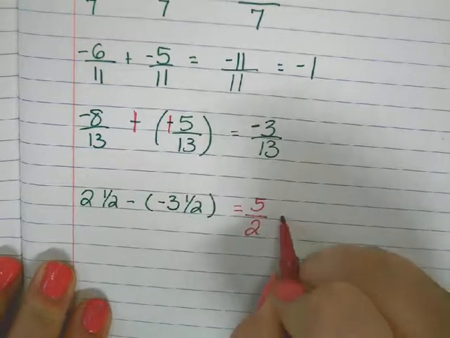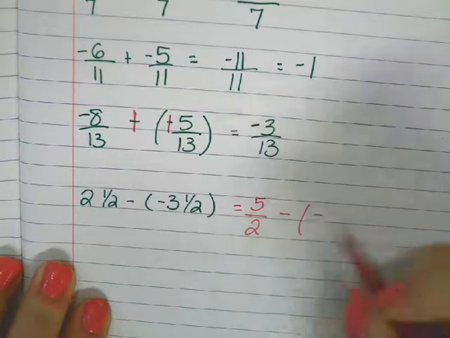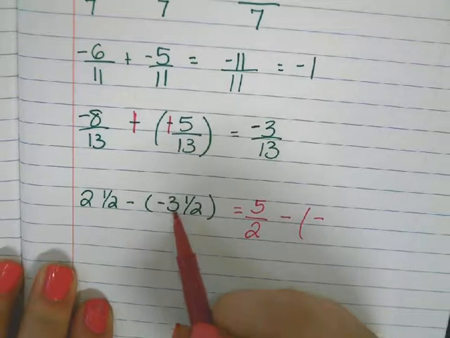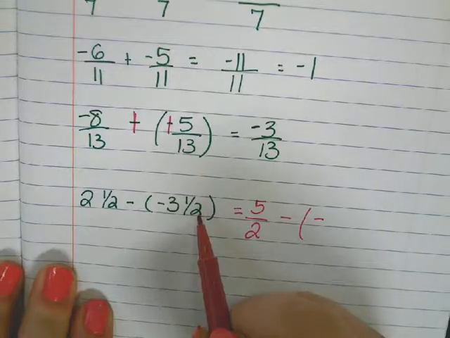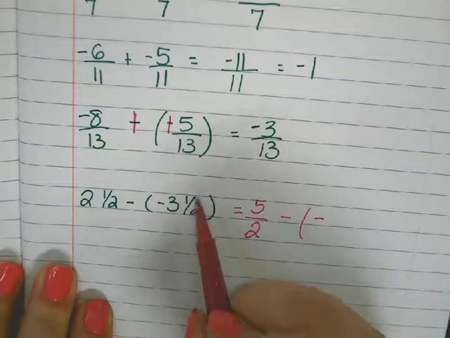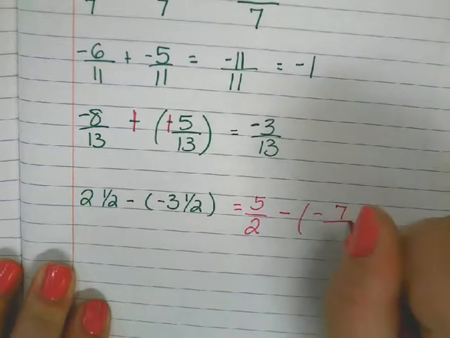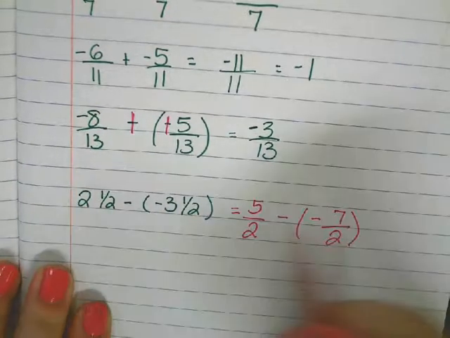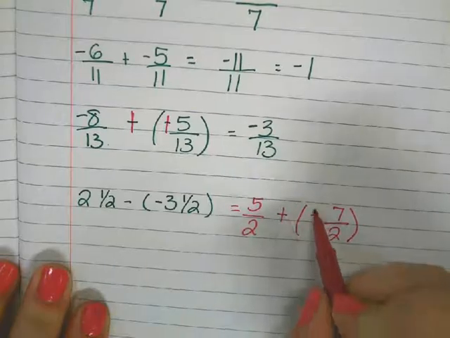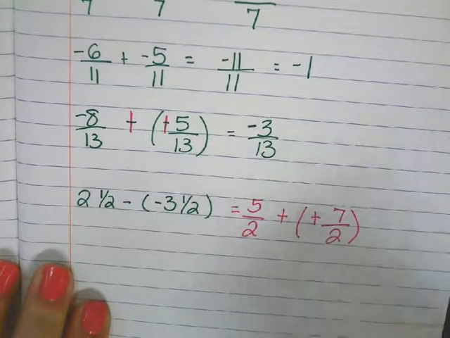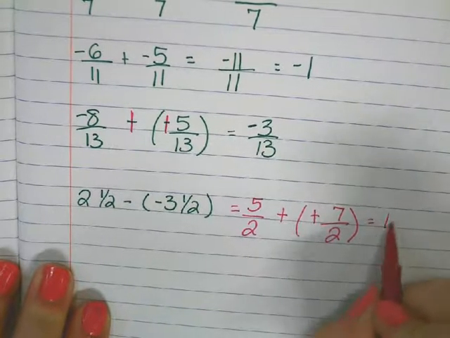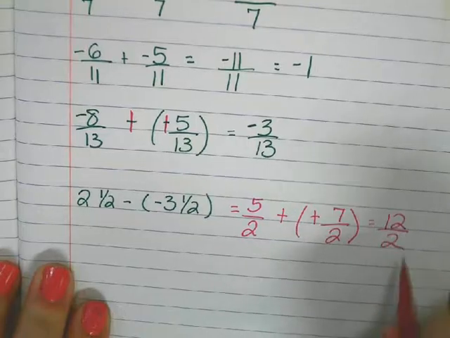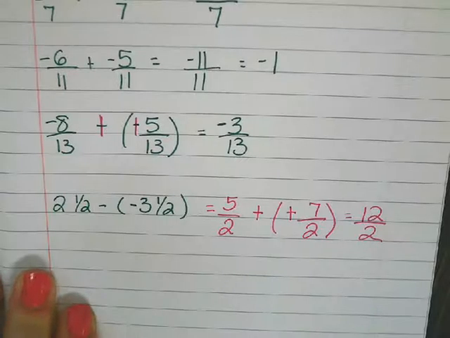minus a negative. So same thing here. 3 times 2 gives me 6 plus 1. Now I can use my rules of integers, so keep, flip, change. So 5 plus 7 is 12/2. What's 12/2 reduced to?